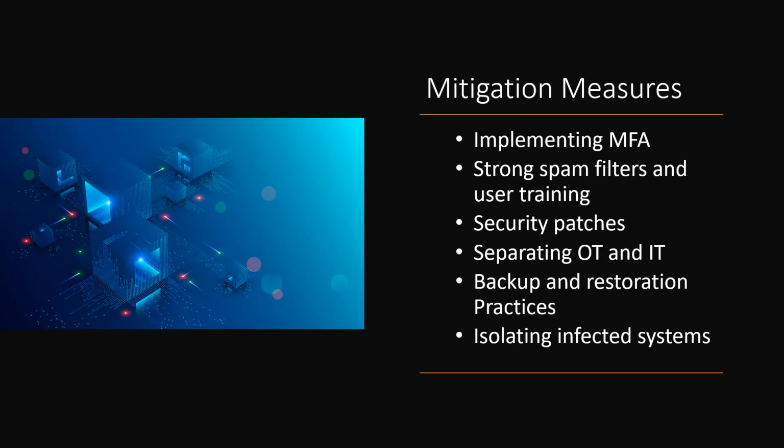Some things that could have mitigated this attack would be using multi-factor authentication. This would have made it harder for attackers to get in, although they still could have maybe accessed email or used phishing to get that multi-factor authentication code, but it would have been an extra step. And then again, strong email filtering using DMARC and those other key email filtering things.